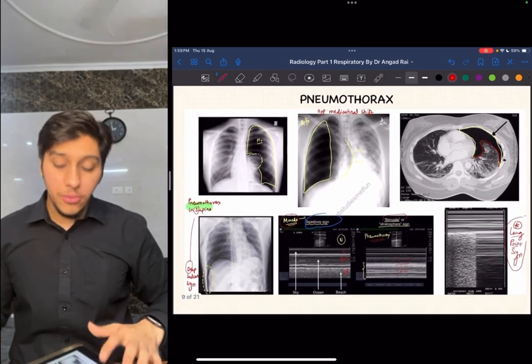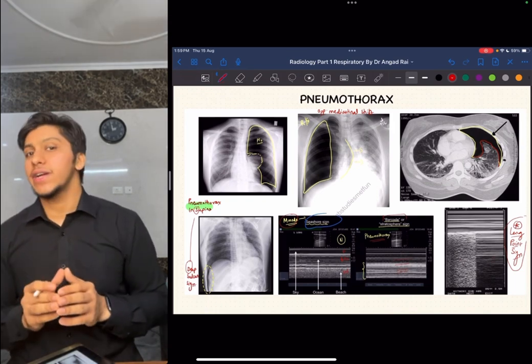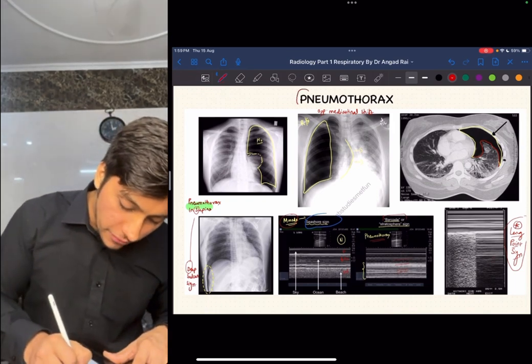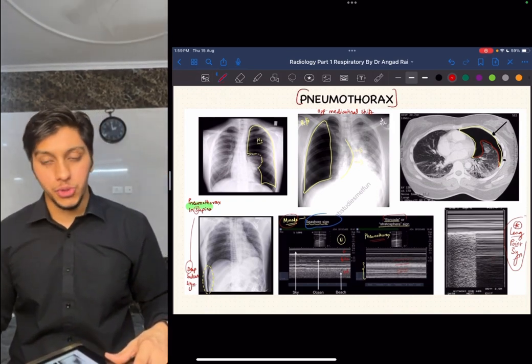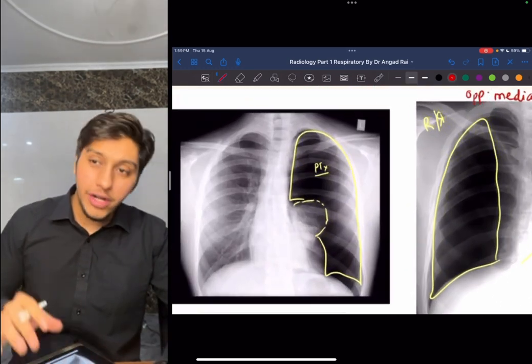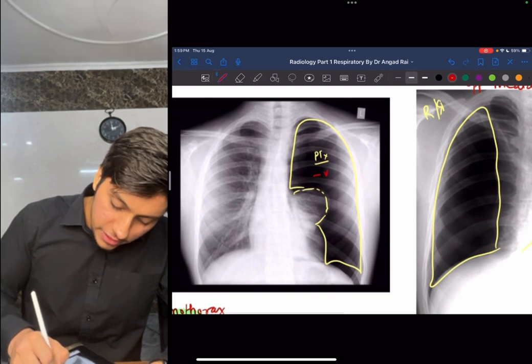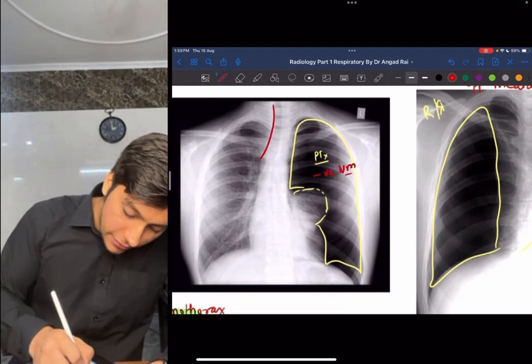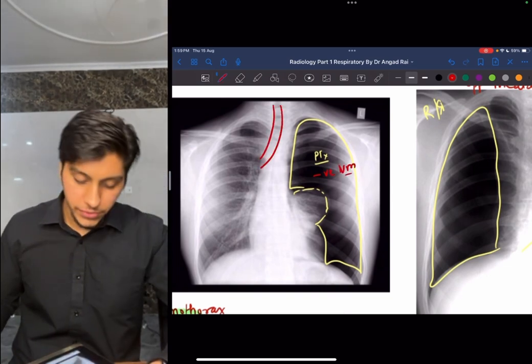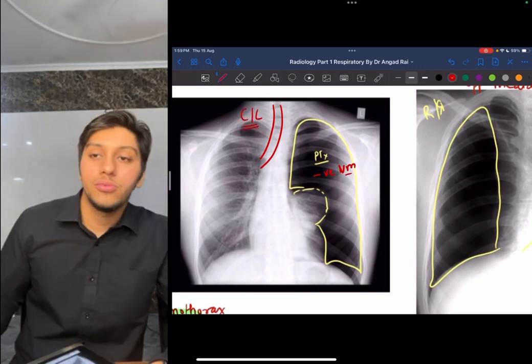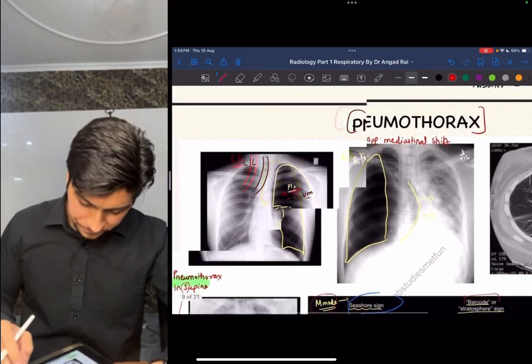Next, guys, let's talk about the details which you need to know in a specific condition. A condition which is very important with respect to the examination is going to be pneumothorax. In pneumothorax, as I told you, there are two characteristic features. One is absent vascular marking, and the other is tracheal deviation to the contralateral side.